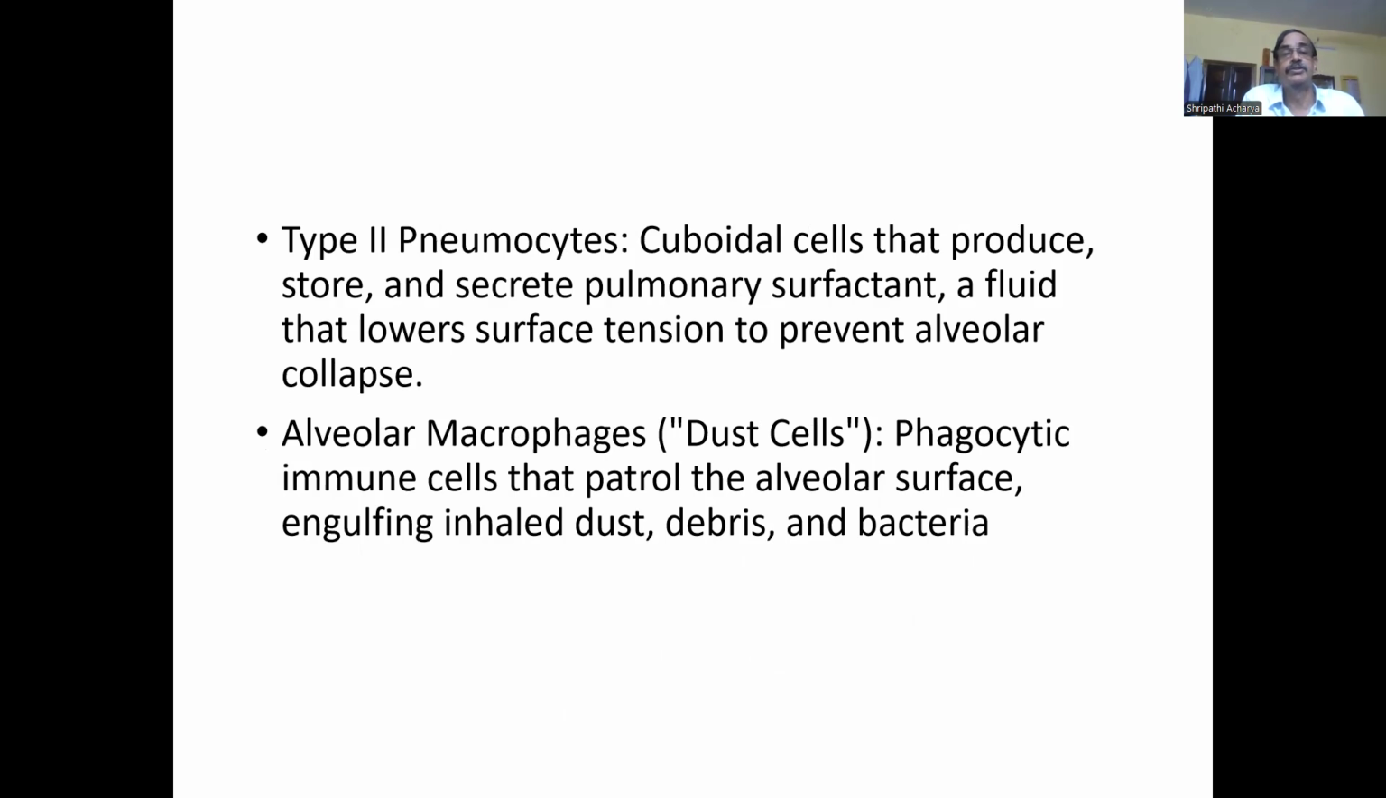Type 2 pneumocytes, cuboidal cells that produce, store, and secrete pulmonary surfactant, a fluid that lowers surface tension to prevent alveolar collapse. Alveolar macrophages or dust cells, phagocytic immune cells that patrol the alveolar surface, engulfing inhaled dust, debris, and bacteria.